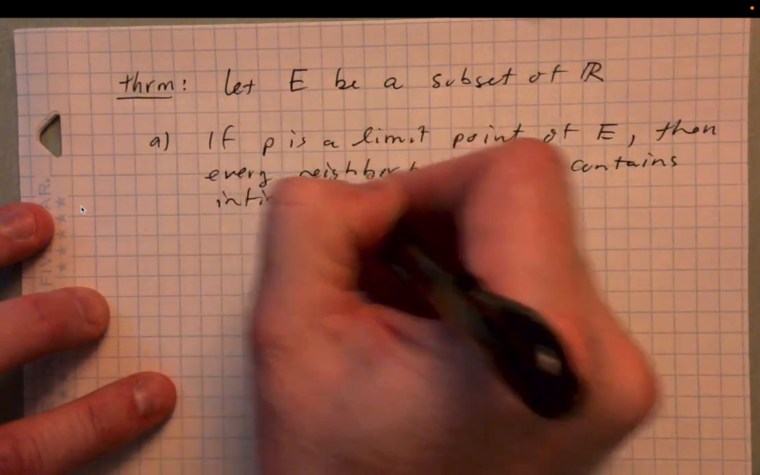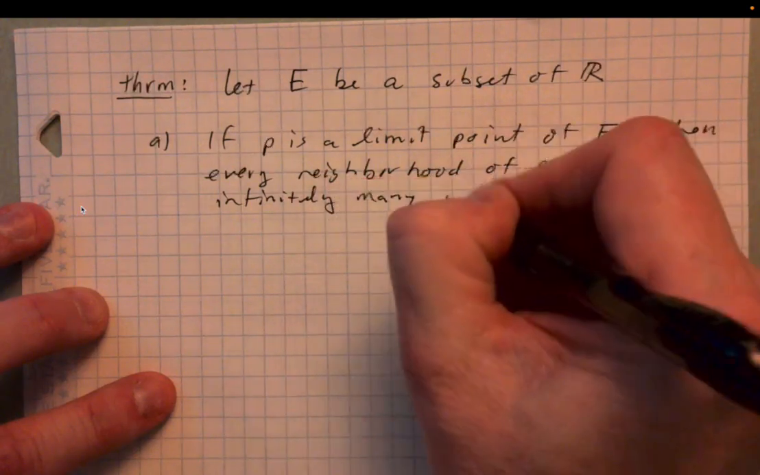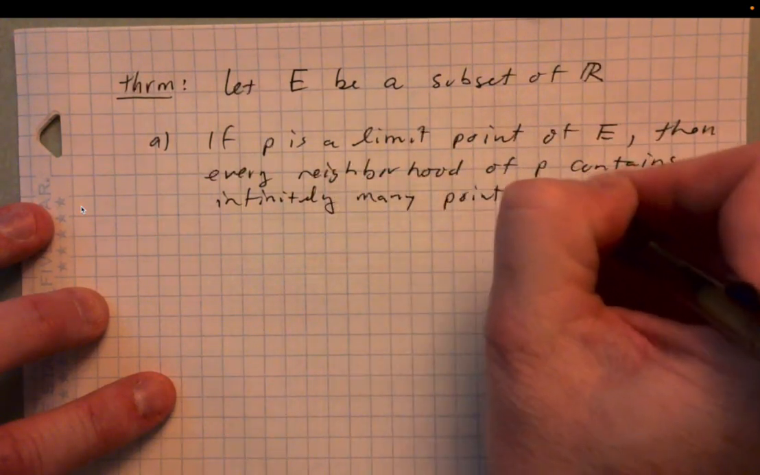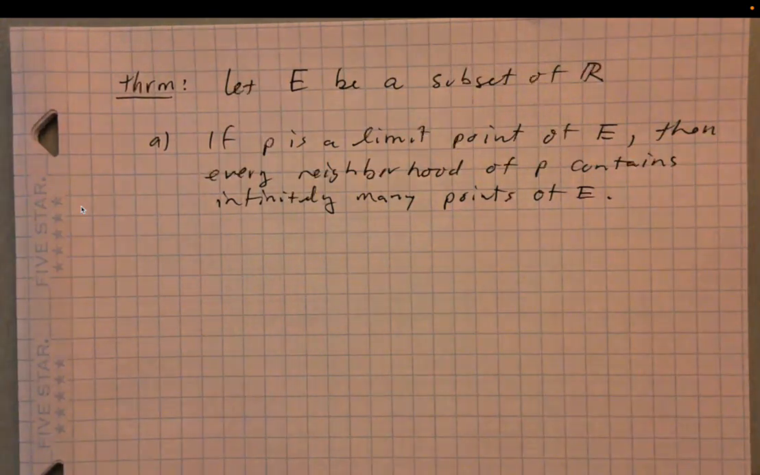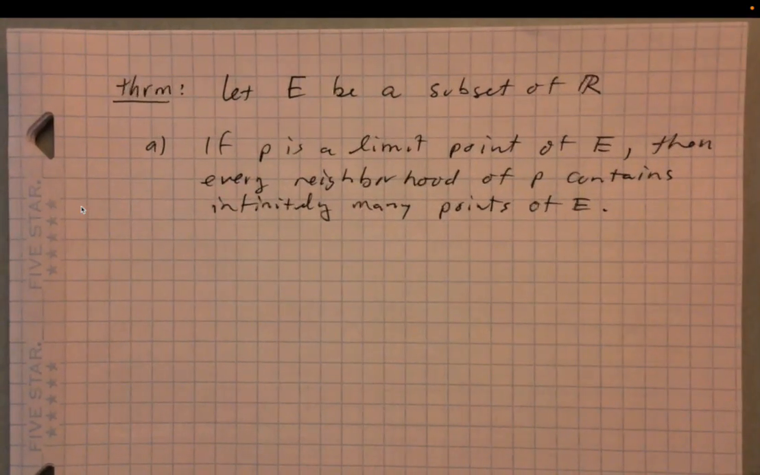Infinitely many points of E. Right, so this is another way to characterize the idea of a limit point. If I've got a limit point, then no matter how small my epsilon neighborhood is, it's going to contain infinitely many points of E.